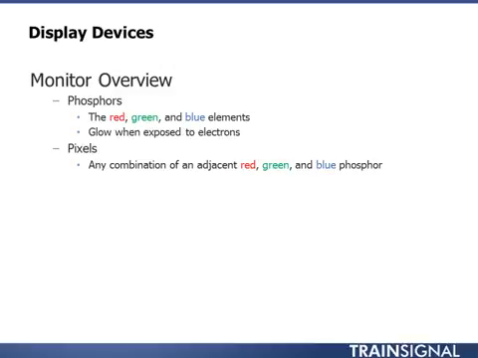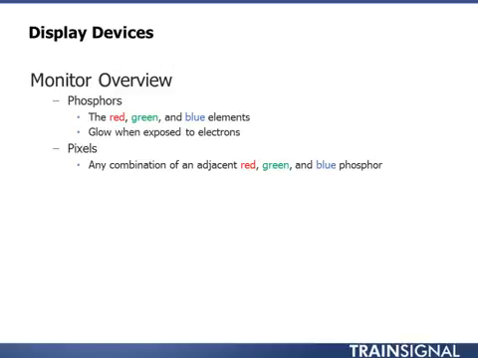Now monitors have something called phosphors, and these are the actual dots, believe it or not. Remember how I said pixels, you can just think of them as dots? Technically, they're not dots. The phosphors are the dots. They are the red, green, and blue elements. You might have heard of RGB. That stands for red, green, blue. Those are the elements that are used to actually create all the other colors that we see on our monitors.